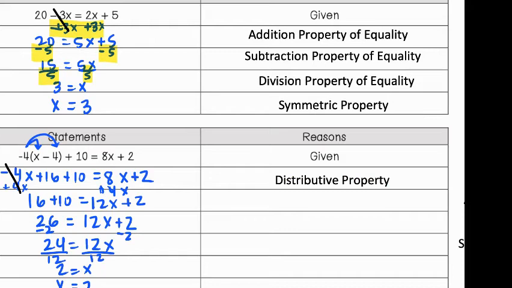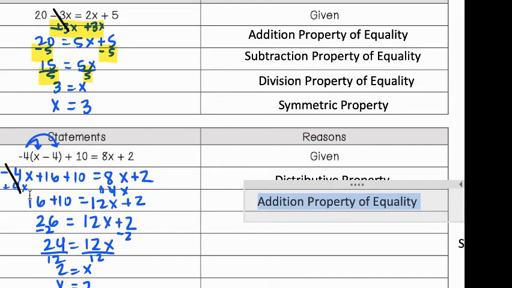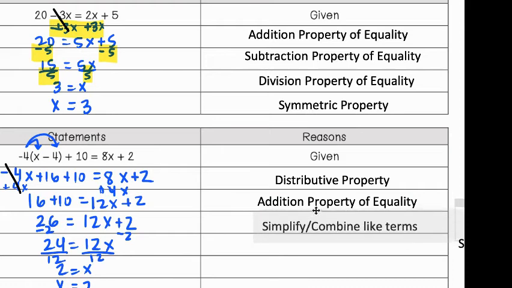So that was my addition property of equality, because again, I did it on both sides. Then what I had was 16 plus 10 equals 12x plus 2, and I turned it into 26 equals 12x plus 2. So I didn't do something to both sides here. I just added 16 and 10. So that's not the addition property of equality. We can just claim the reason for that is that we were simplifying, or you could say combining like terms. Either one of those would be correct to justify what you did.